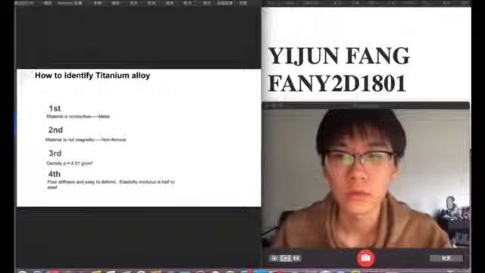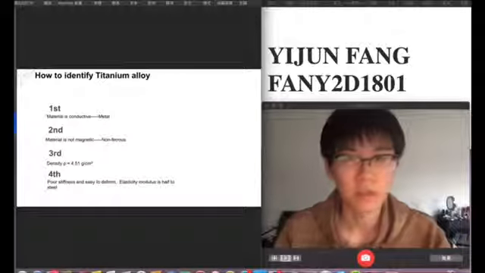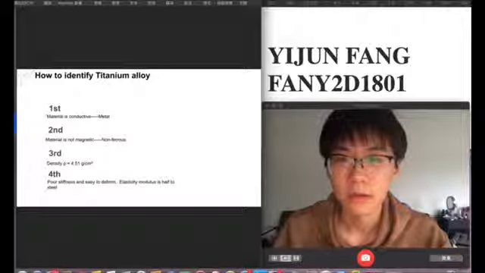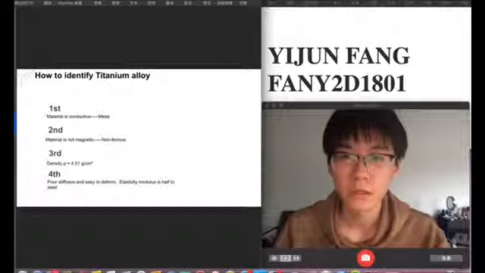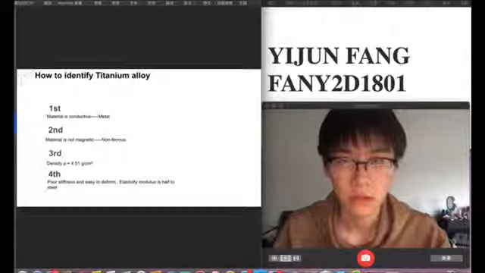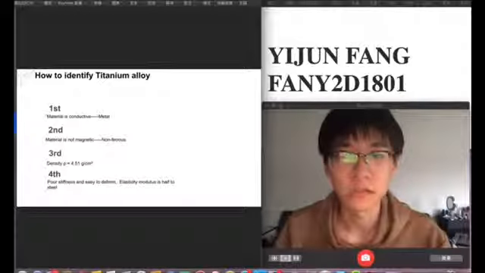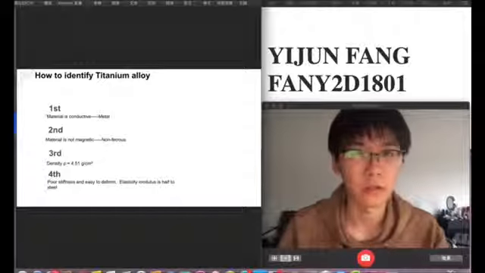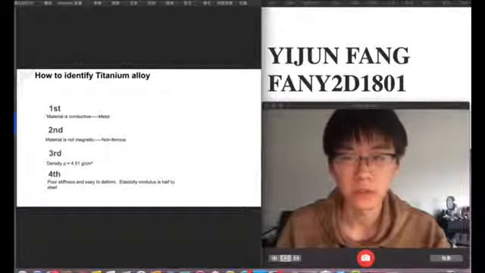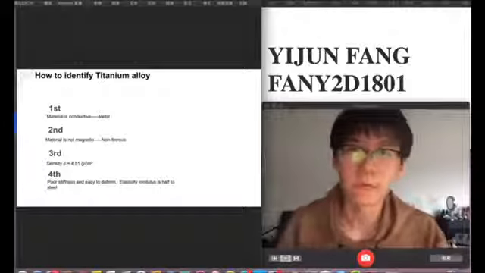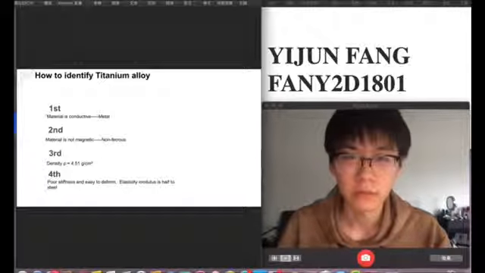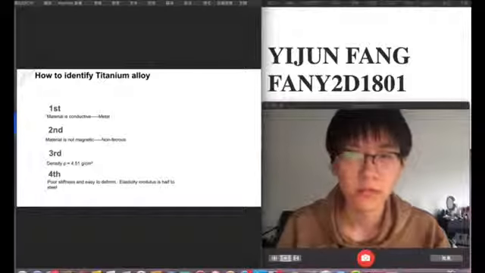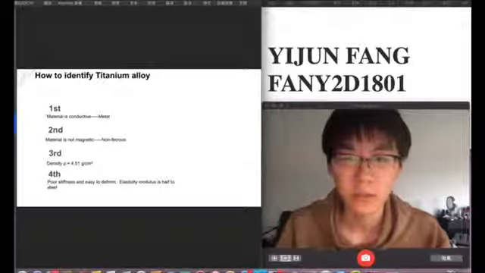The first step is to see if it's conductive. If it is, it means that it is a kind of metal. The second step, we need to see if it's magnetic. If it's not, it means that it's non-ferrous. The third step, you need to test the density of this material. If the density of the material is around 4.51 grams per cubic centimeter, it means that maybe it's a kind of titanium alloy.